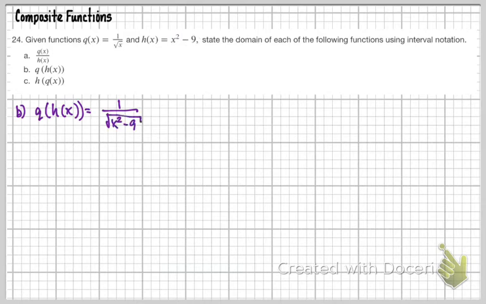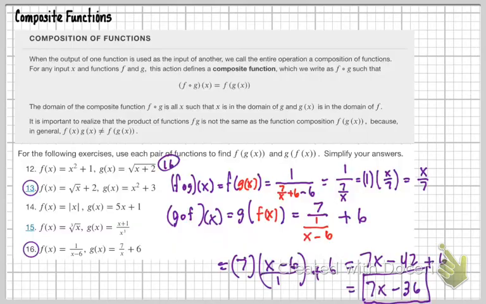So there it is. So now I have to consider the domain of this function here. So originally, it says here that x is greater than 0. And what I have to go back to is the definition. Take a look at this. It says the domain of the composite function f of g is all x such that x is in the domain of g and g of x is in the domain of f.